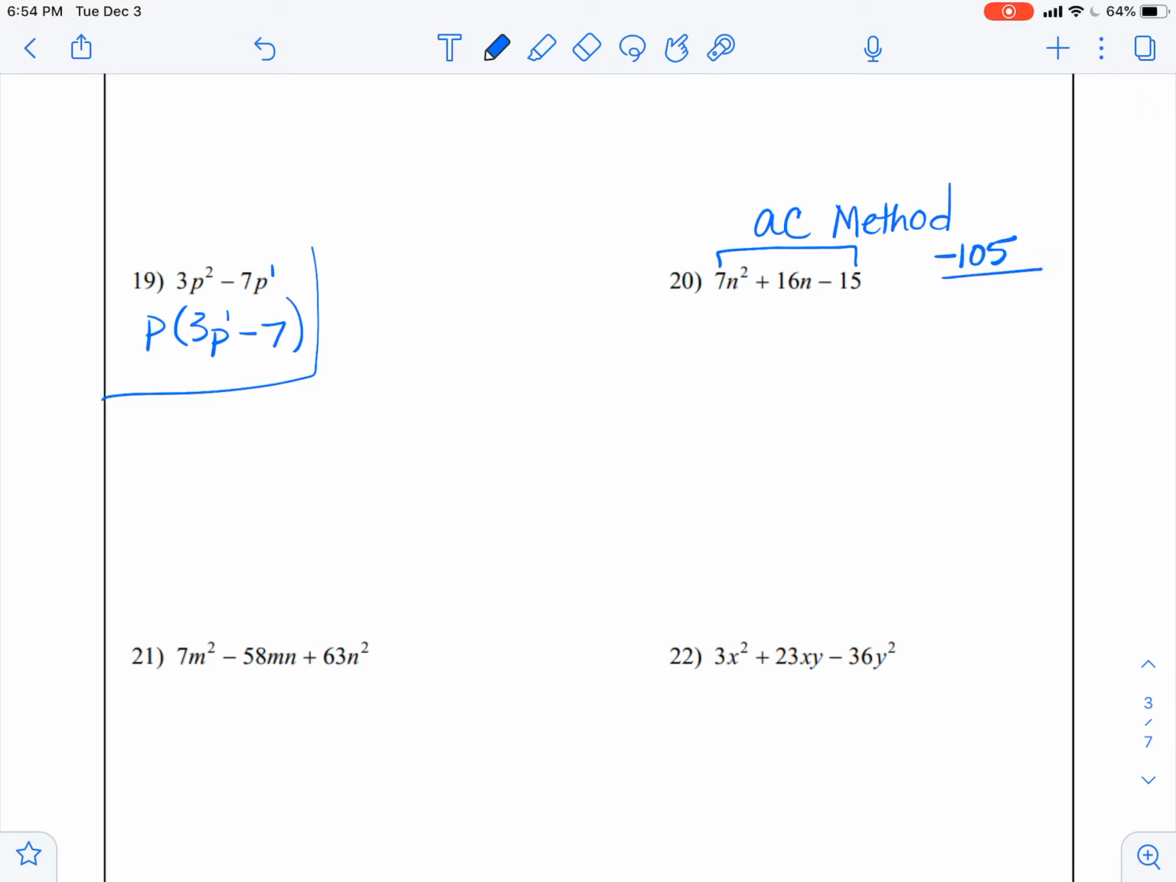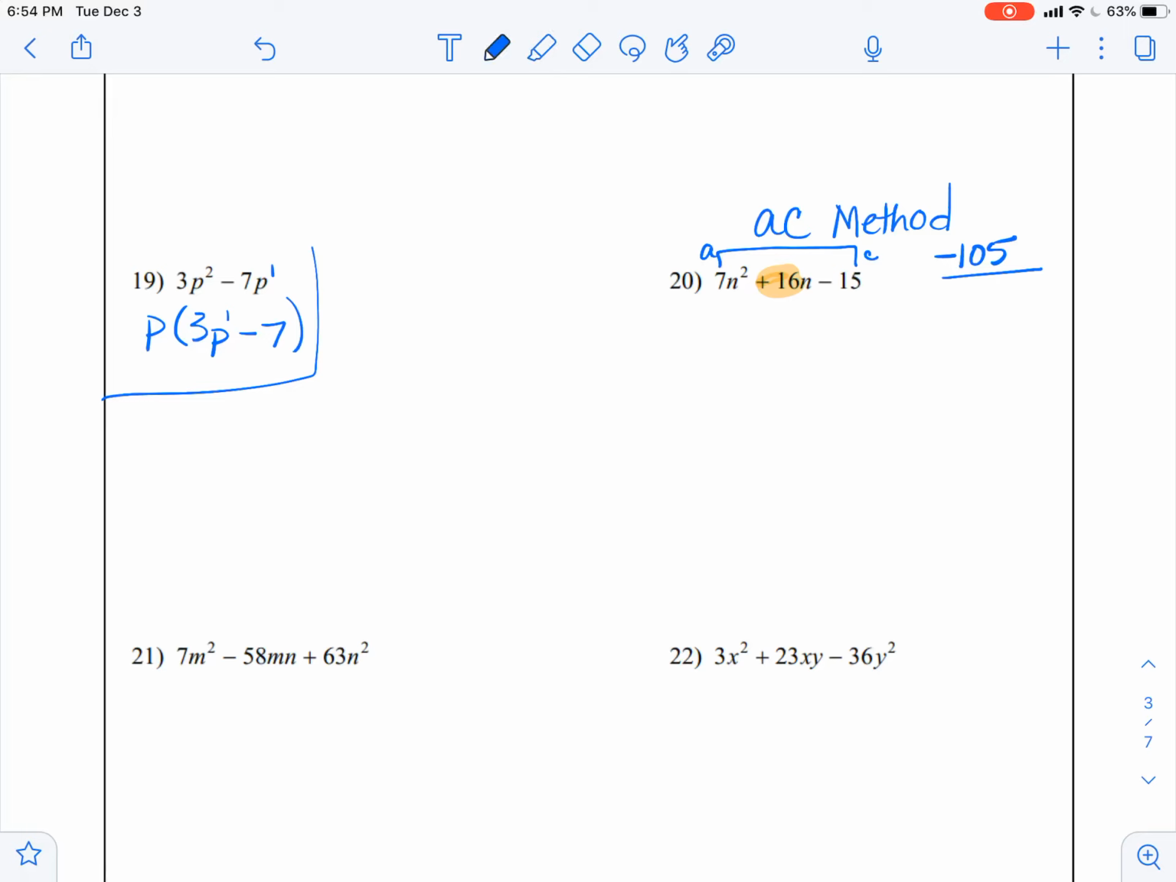Okay, so here's the steps that we're going to use. Again, I am going to take a negative 105 this time, okay? And I am going to find its factors, and I want to find the factors that give me a 16, okay? So I'm just going to start through.